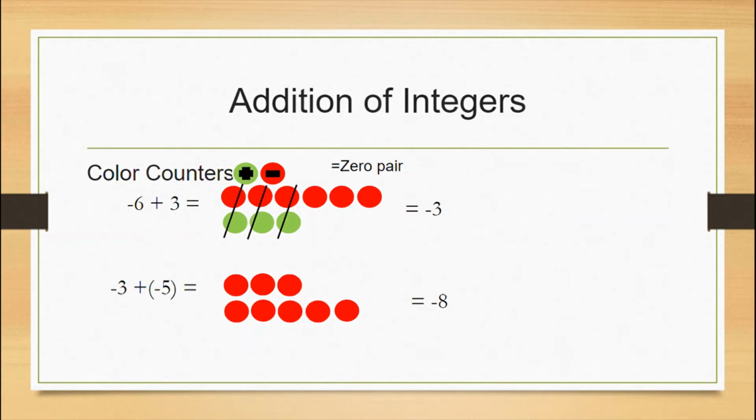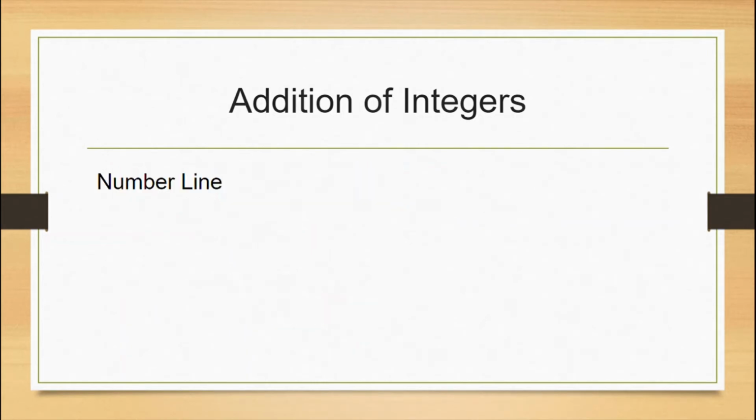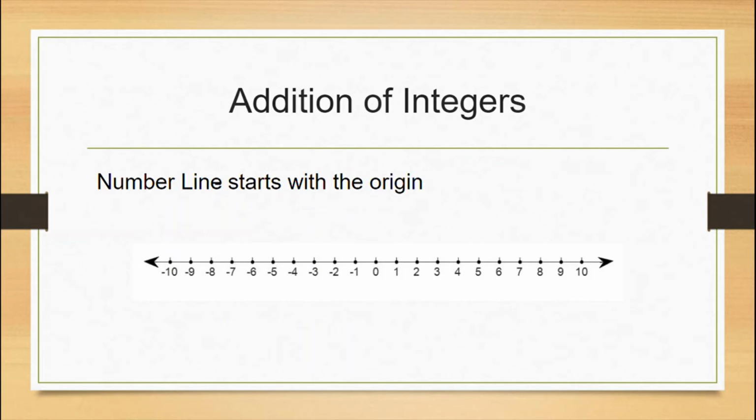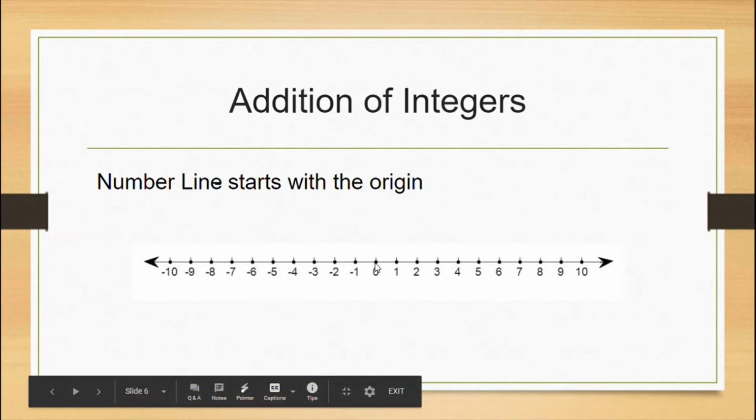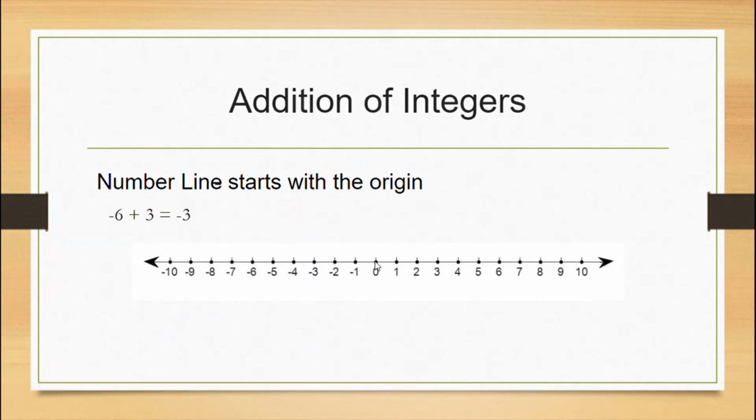Now actually we can also use number line in adding integers. And when we use number line, always start with the origin. And our origin is always the number 0. Now let us try to use negative 6 plus 3. And this is our answer a while ago using our colored counters. Let us use this one in our number line and let us find out if we can still get the same answer as negative 3.